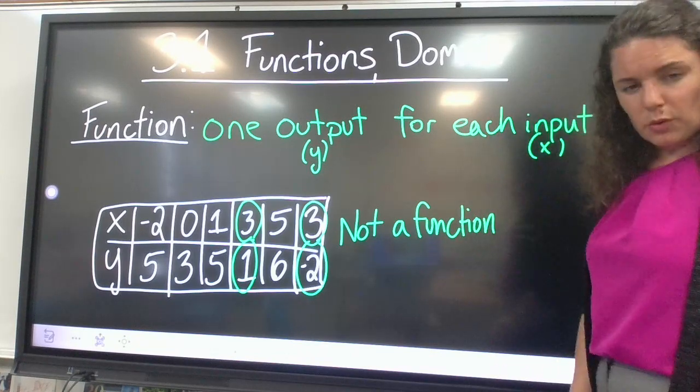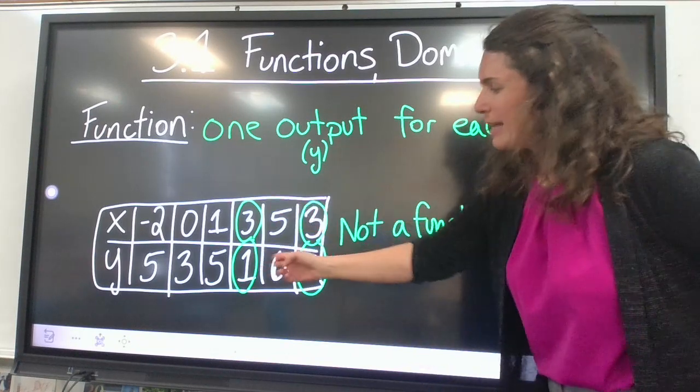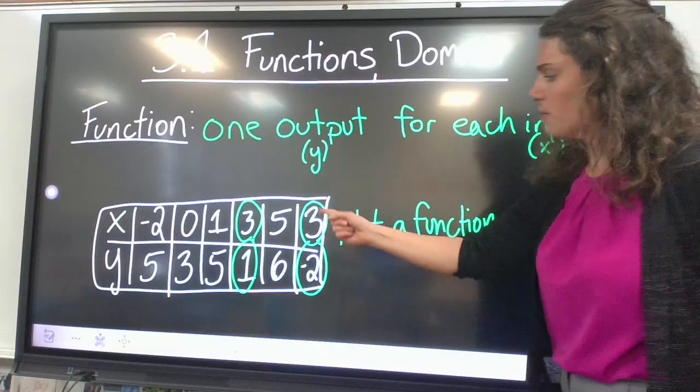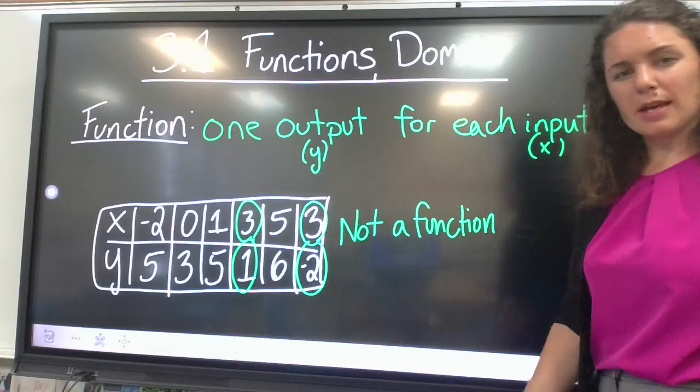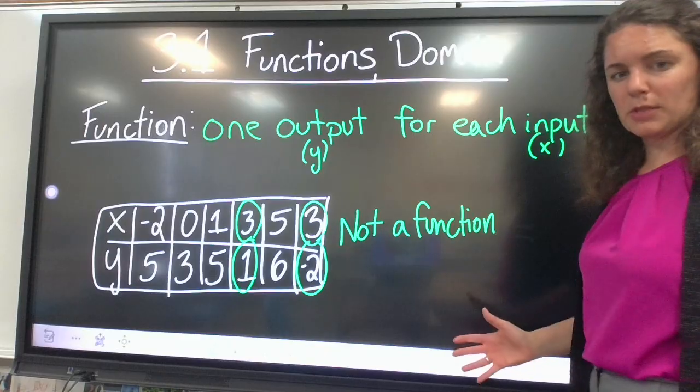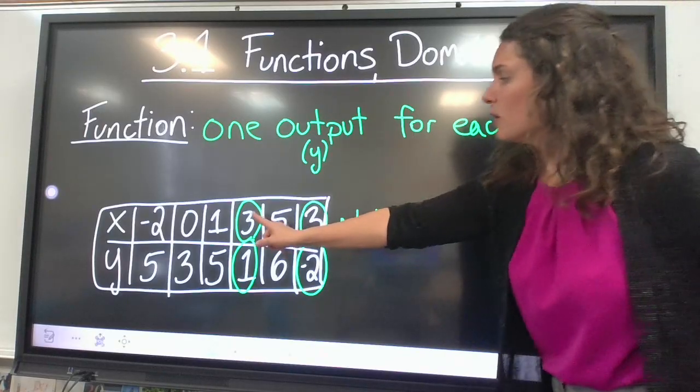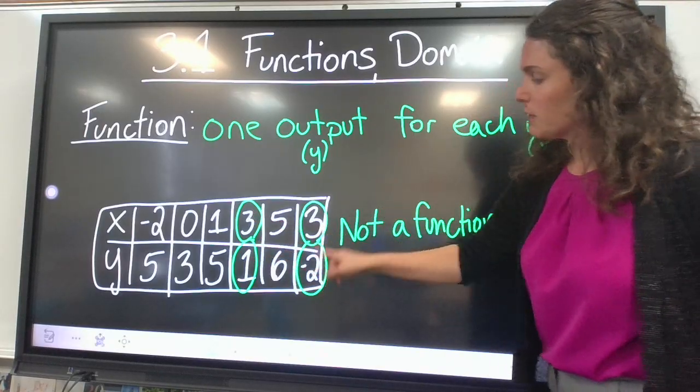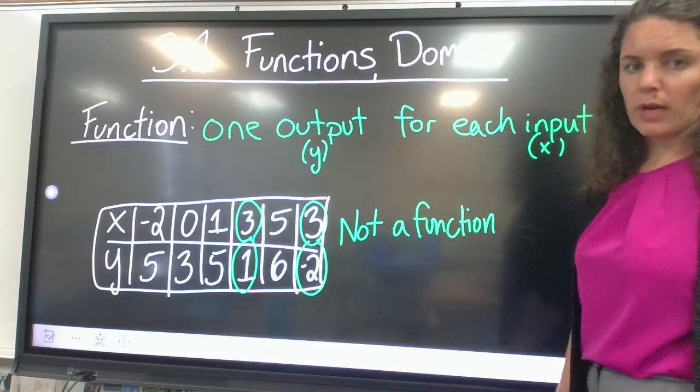Occasionally, as you get into other coursework, you'll have 3, 1, and then that same point or ordered pair may repeat as a 3, 1. And then in that case, you would still have a function. But this one is not, because there are two different outputs for the same input or x value.